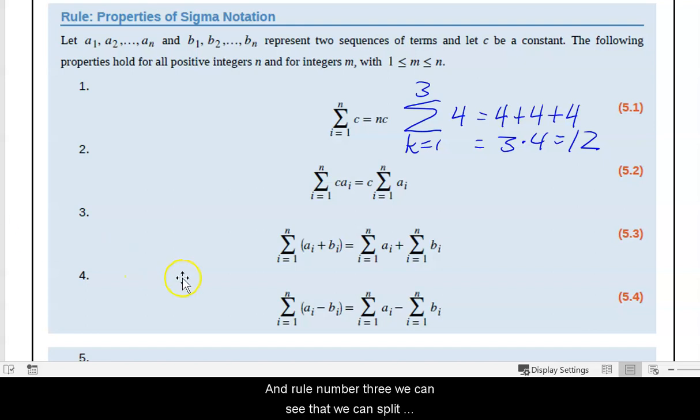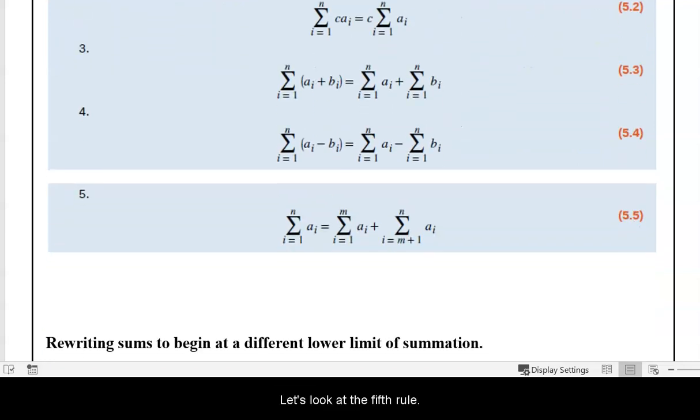In rule number 3, we can see that we can split summation notation between two terms that are being added, and in rule 4, two terms that are being subtracted. Because addition can be split apart like this, and so can the subtraction, we can say that the sum of two terms is the sum of each term individually, then added together. Let's look at the fifth rule.